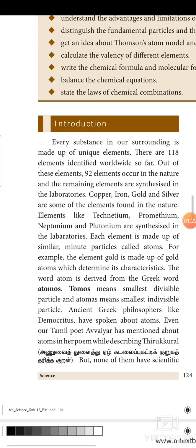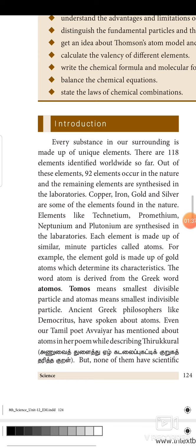Even in Tamil, the poet Avvayar has said many things about atom. In Tirukural also, "Anuvai Tulai Tel Kadalai Pugatti Kuruga Tarita Kural." That is the praising word for Tirukural.